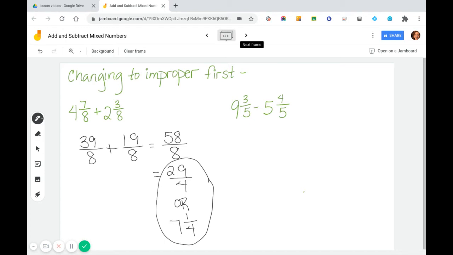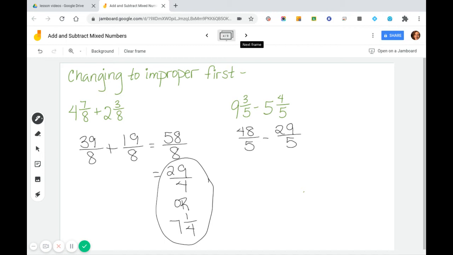So that subtraction one, where we talked about how you can't have a negative fraction with a positive whole number, if I make them improper first, that won't be an issue. 5 times 9 is 45. 45 plus 3 is 48. Keep the bottom on the bottom. 5 times 5 is 25. Plus 4 is 29 over 5. Keep the bottom on the bottom.